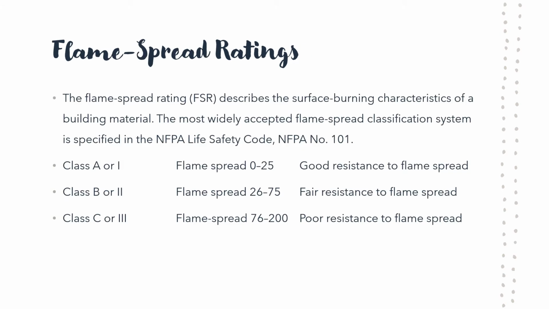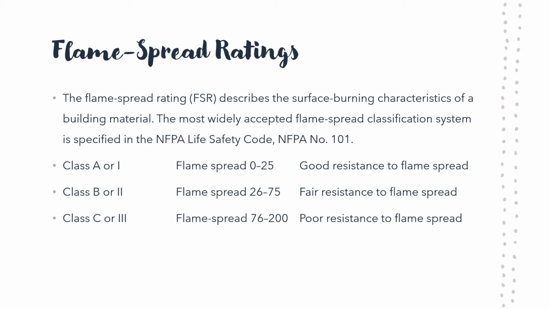The flame spread rating describes the surface burning characteristics of a building material. The most widely accepted flame spread classification system is specified in the NFPA, or National Fire Protection Association, Life Safety Code, or NFPA 101. So class A or 1, the letters correspond to the NFPA rating, and the numbers, Roman numerals, correspond to the international rating.